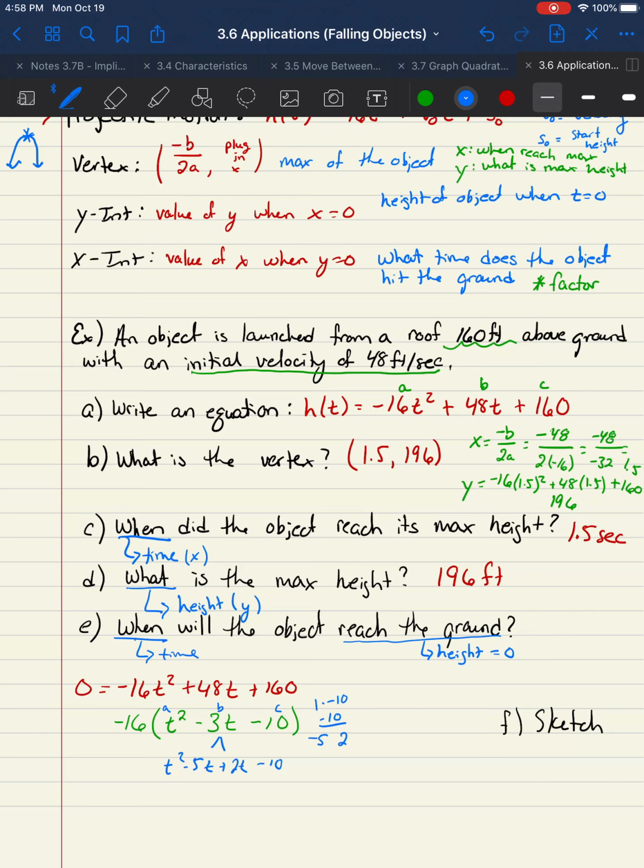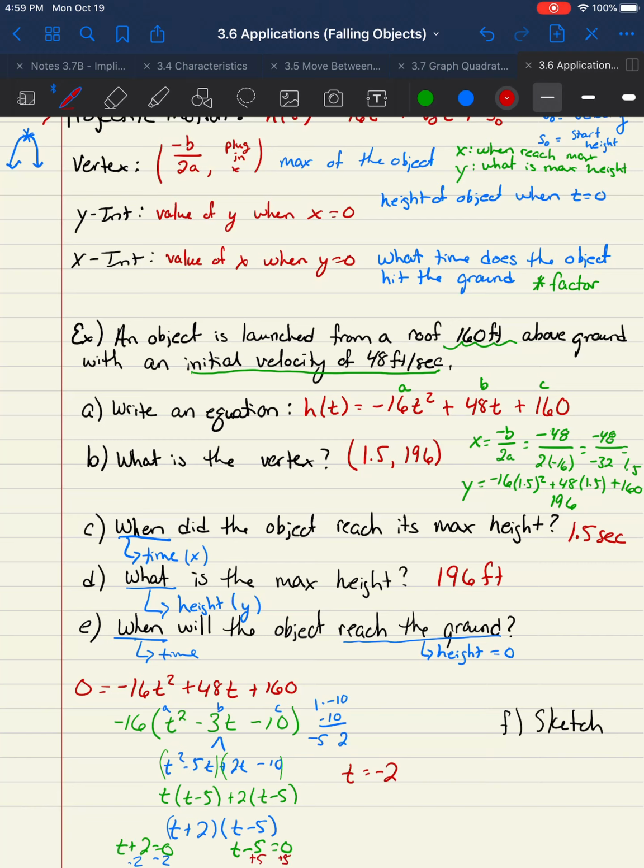I factor by taking A times C. I need factors of negative 10 that add to negative 3. Negative 5 times 2 is negative 10. That's good. Negative 5 plus 2 gives us our negative 3. So now we split, and we group. So then my factors are t plus 2 and t minus 5, but factors are not our solutions.